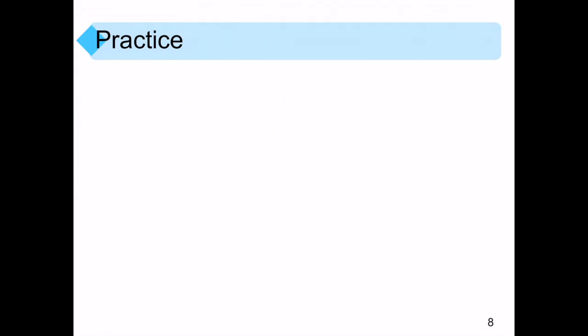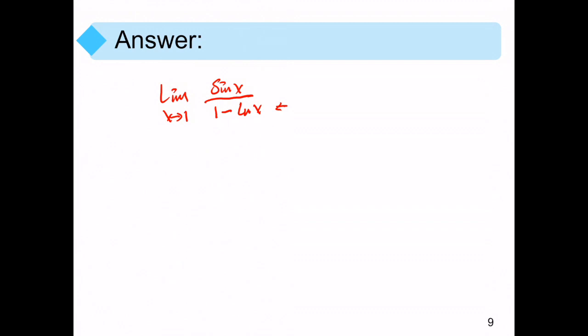Practice. Let's try to find this function's limit as x goes to 1. Answer. Notice this denominator. When x equals 1, the denominator is 1 minus ln 1, which equals 1 minus 0, because ln 1 is 0. So the denominator equals 1, which is not equal to 0. So we can use the quotient law to calculate this function's limit.